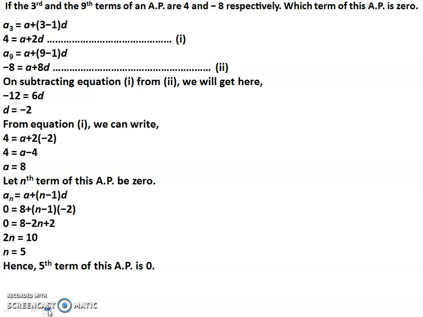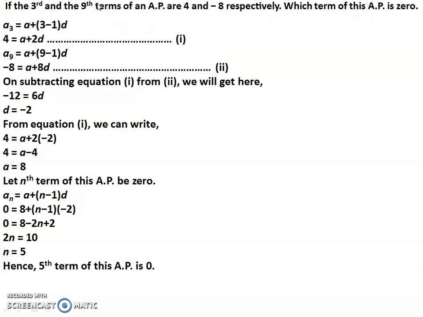If the 3rd and the 9th term of an AP, reading this, as soon as you read this, the formula for 3rd term should come to your mind. What is 3rd term? A plus 2D. What is 9th term? A plus 8D. The values of A plus 2D is 4 and a plus 8d is negative 8. Which term of this AP is 0?